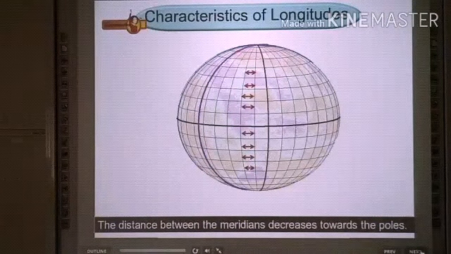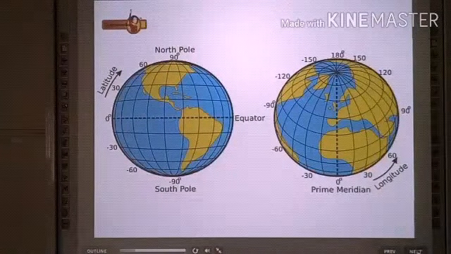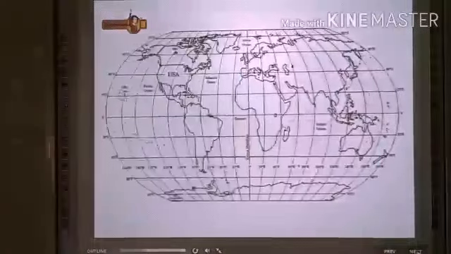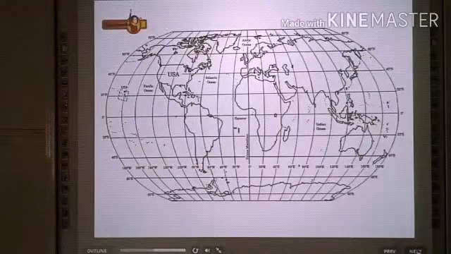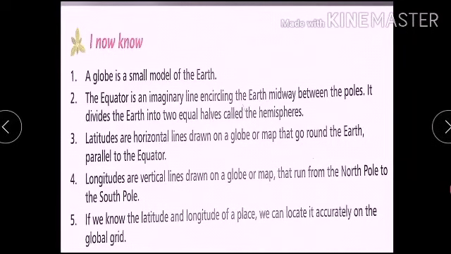Having understood what latitudes and longitudes are, we must also keep in mind that they cut each other at an angle of 90 degrees. The network of lines formed by parallels and meridians is also called a grid. Now you have learned that a globe is a small model of the Earth. The equator is an imaginary line encircling the Earth midway between the poles. It divides the Earth into 2 equal halves called hemispheres.